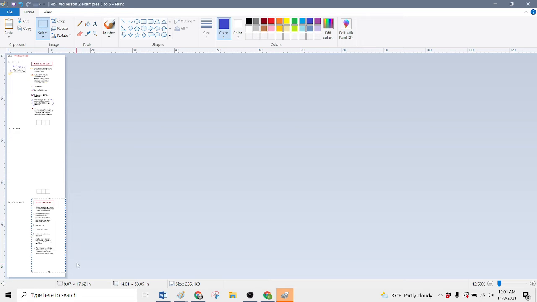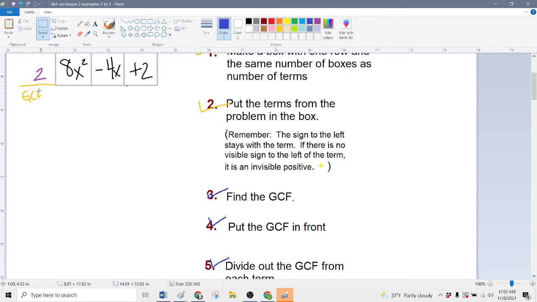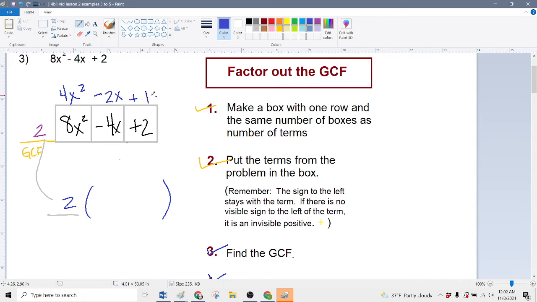One sec, guys. Let me get back there. When we write that answer, we're going to want to take this GCF term, right? And it'll come down right here in front, all right? And then we're going to have a set of parentheses. And those terms that were left over when we factored out the GCF, those are going to go inside the parentheses. So 4x squared minus 2x plus 1.